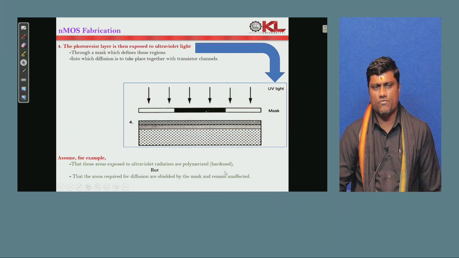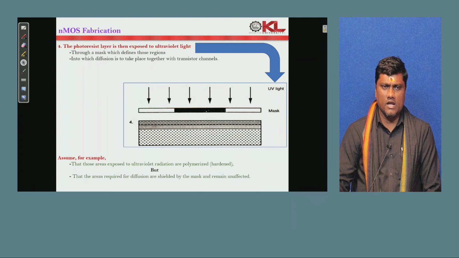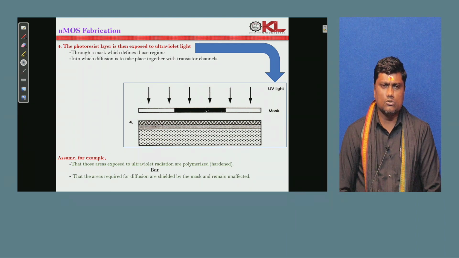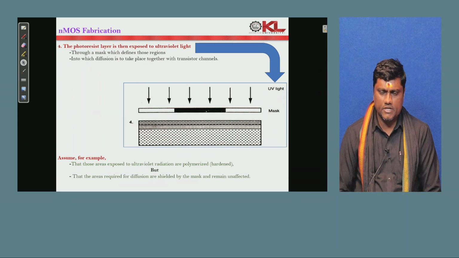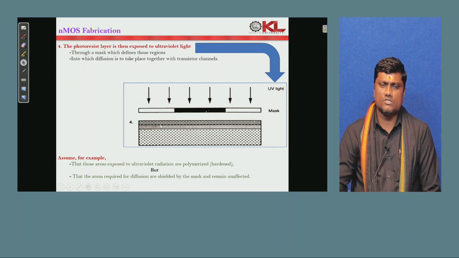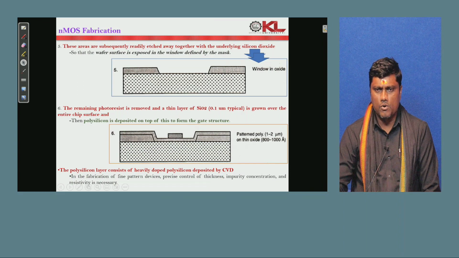In the fourth step, the photoresist layer is exposed to an ultraviolet light source passing through the mask, so that diffusions can take place and the transistor channels can be formed. Assume, for example, that these areas exposed to ultraviolet radiation are polymerized, which is very hard, but the areas required to diffuse are shielded by the mask and are unaffected. So, wherever the light passes through the mask, the pattern will be formed like this.